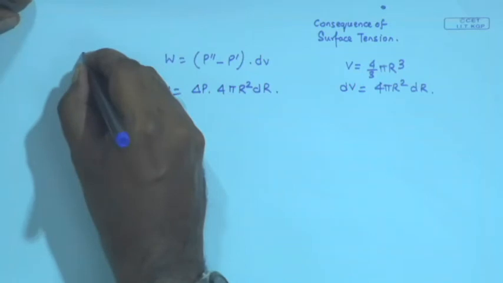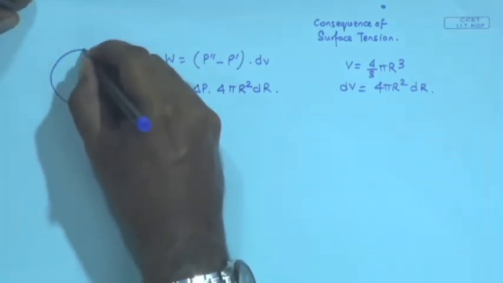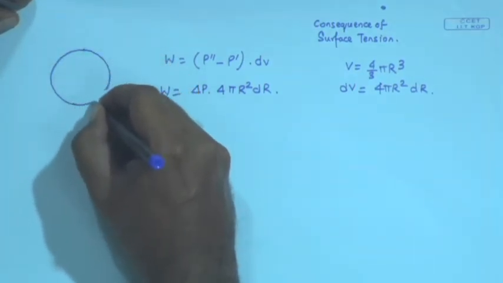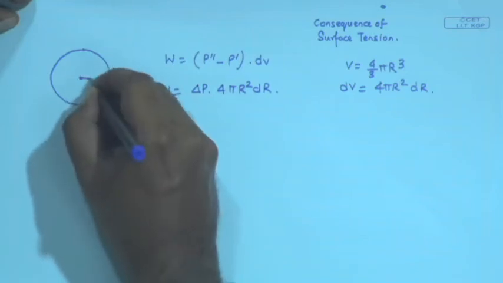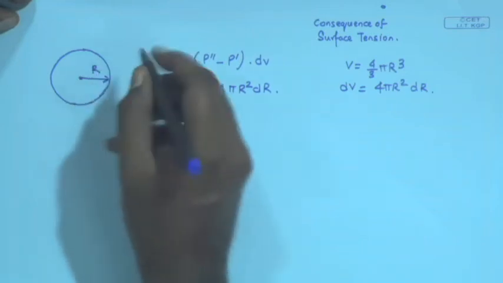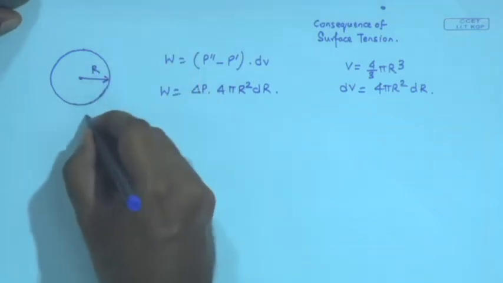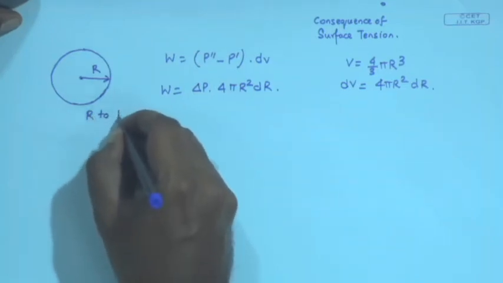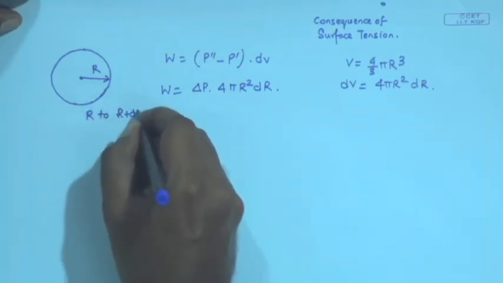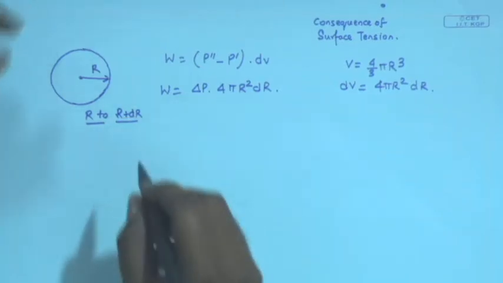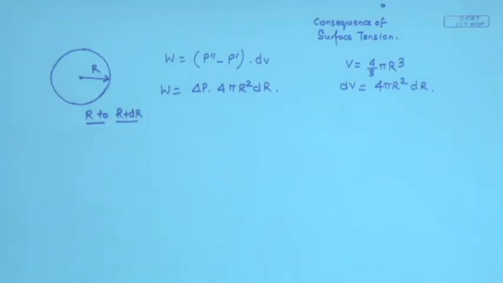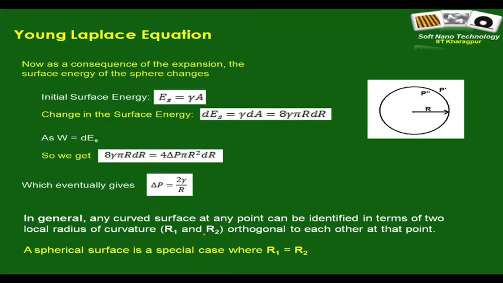Now, what you need to understand is that as the radius of the drop increases from r to r plus dr, you need to do work for that, mechanical work of course. Not only does it lead to an increase in the volume, but it also leads to an increase in the surface area.